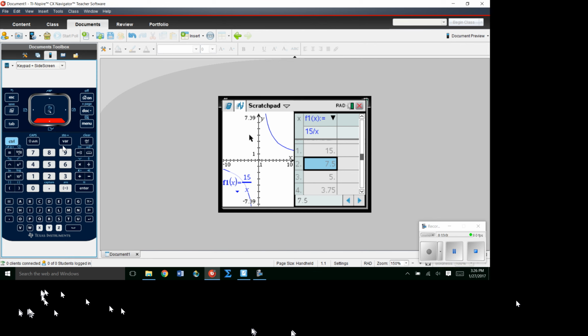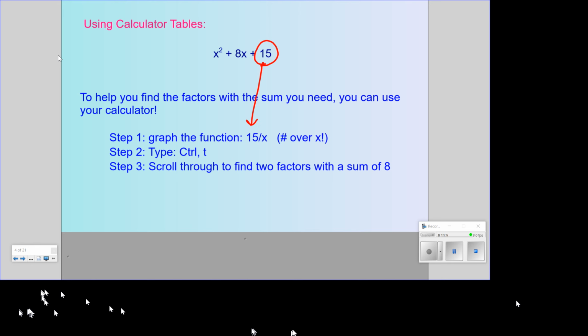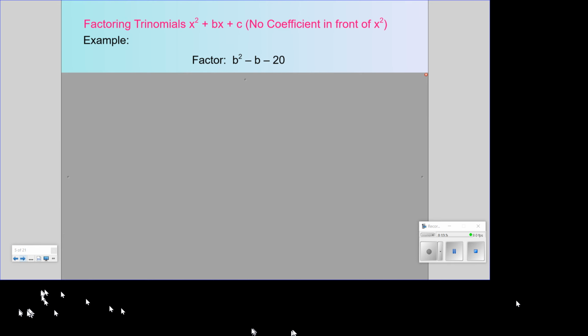And you can scroll down to find 3 and 5. You can also go in the other direction because sometimes we may need negative factors to see -1 and -15, -3 and -5, and so on. So we will use this as a tool from time to time when we need help finding factors. Don't be afraid to use it. Okay, with that being said, let's now practice another problem.